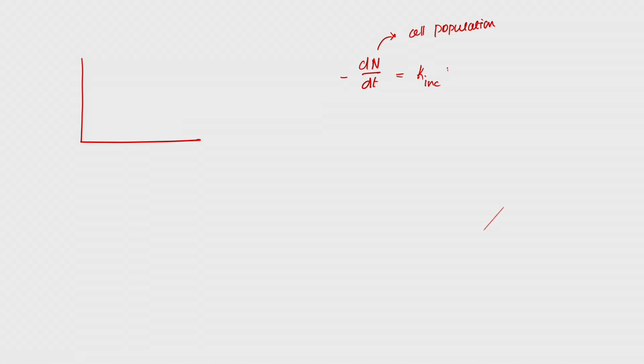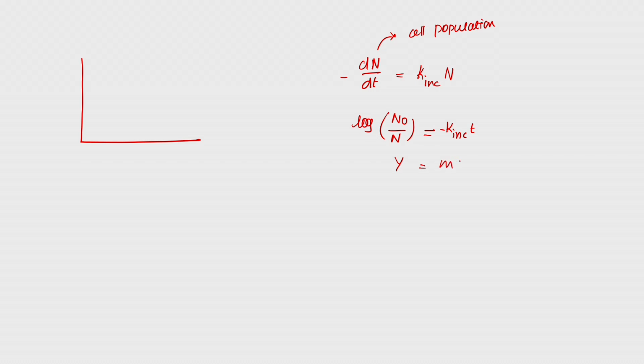So into k_inc, and N is nothing but a population, right. So this is nothing but log of N naught upon N, which is nothing but minus k_inc, minus because this minus I have taken here. So this is t, right. So what is this? This is nothing but y equal to mx. So this is my t time.